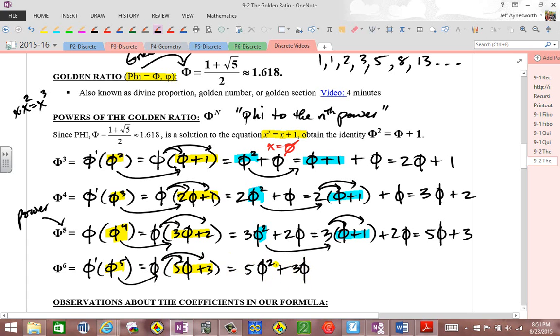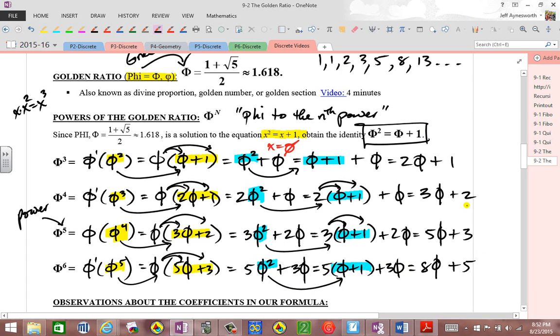Well, anytime you see a phi squared, you got to substitute what it's equal to. So we have 5 times whatever phi squared is plus 3 phi. Well, I know what phi squared is. It's up here. We keep on using it over and over again. It's phi plus 1. And distributing through, I get 5 phi plus 3 phi, which is 8 phi. And then 5 times 1 is 5. Look at the coefficients. 1, 2, 2, 3, 3, 5, 5, 8. Those are the Fibonacci numbers. Holy cow, look at that.